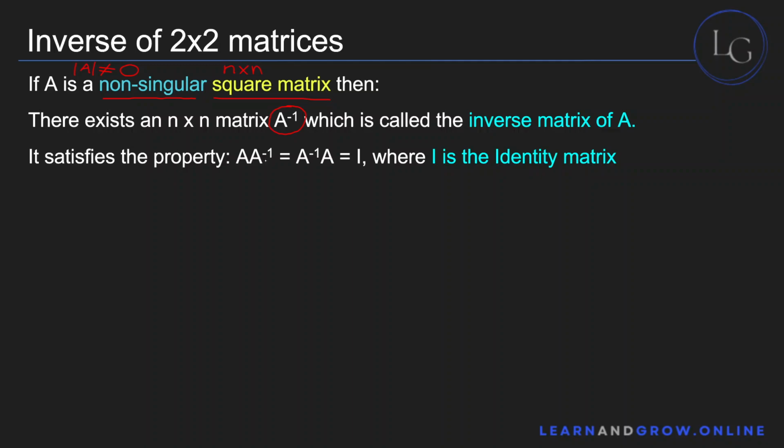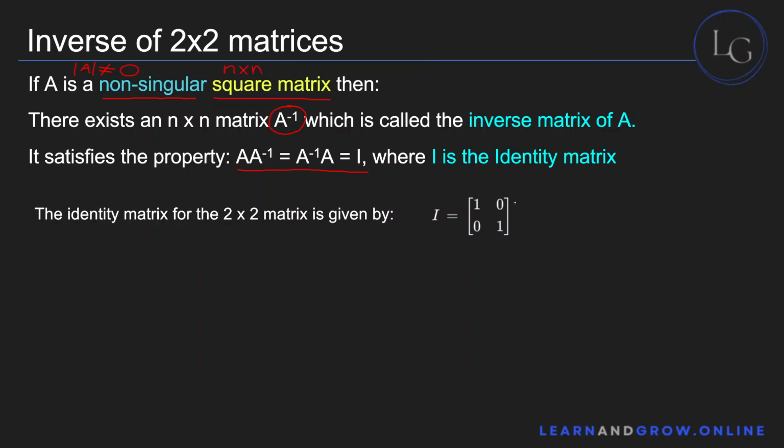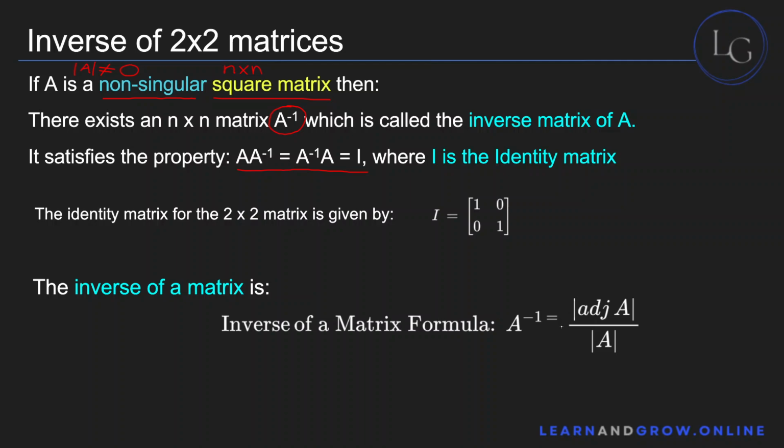And the A inverse will also satisfy this particular property here. What this means is that the original matrix A multiplied by A inverse, or A inverse multiplied by the original matrix A, is equal to the identity matrix. And this is a 2 by 2 identity matrix. So if you multiply a 2 by 2 original matrix with its inverse, or the inverse with the original matrix, it will give this 2 by 2 identity matrix. So the inverse of a matrix is found through this formula. The inverse of A is equal to the adjoint of A divided by the determinant of A.